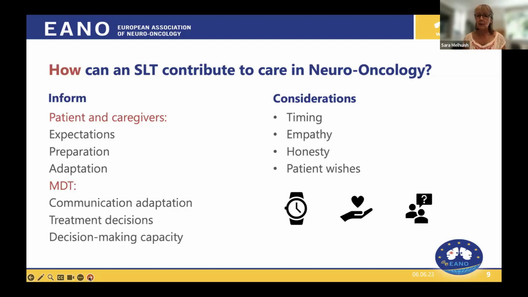There's also some considerations to sharing this information. They're not easy conversations, and not all patients want to know the information, and we must respect that.